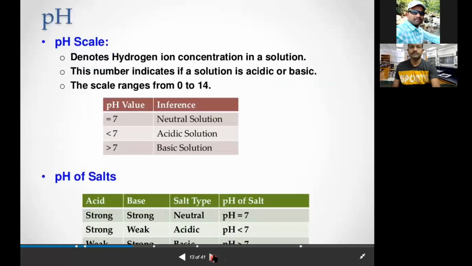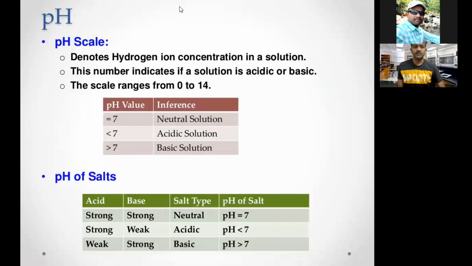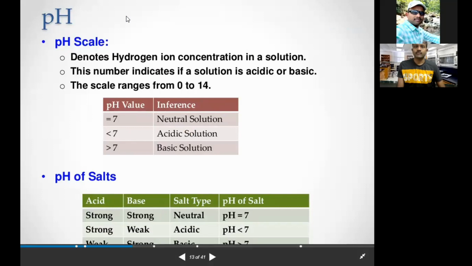Now you see your pH scale. What is the use of this pH scale? By seeing the pH value, we can say that if pH is less than 7, the solution is acidic in nature. If pH is equal to 7, the solution is neutral. When pH is greater than 7, the solution is basic. The range of pH is 0 to 7 and 7 to 14, and 0 to 7 we call acid.